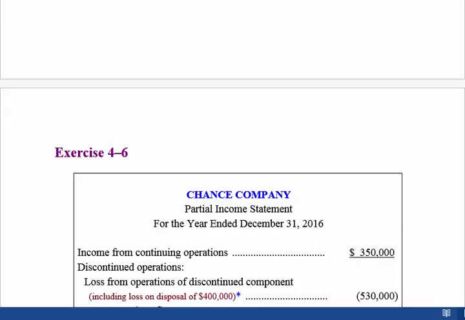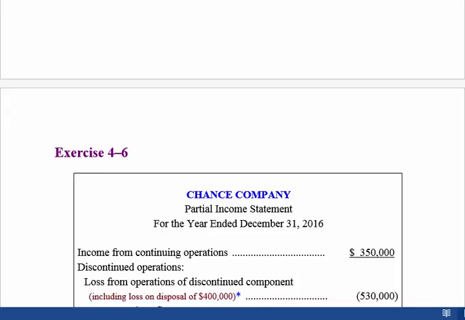That's a negative $530,000. We got that by adding the loss on disposal of $400,000 plus the loss from operating this division we're going to discontinue through the sale date. That was $130,000 plus $400,000 gets us our $530,000 loss. Now a loss would be a tax benefit for us. Anytime we can deduct a loss from taxable income, it benefits us on our income taxes. So we're going to have some tax benefit here on this $530,000 loss.